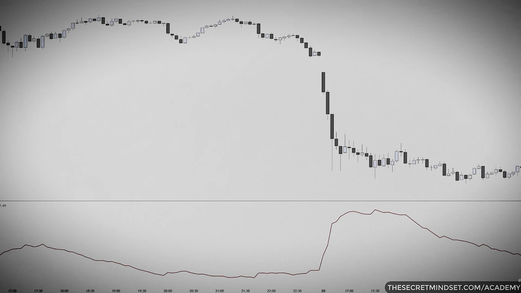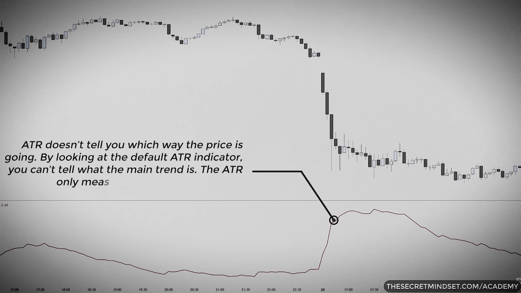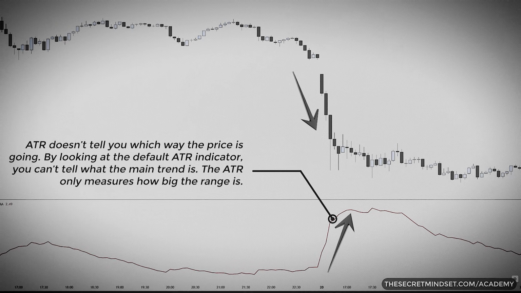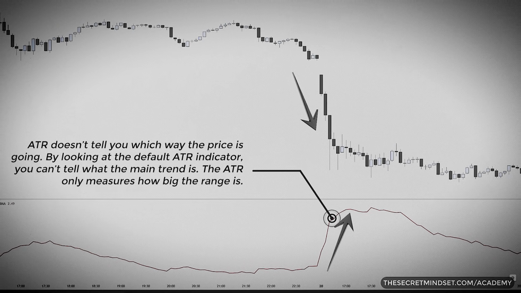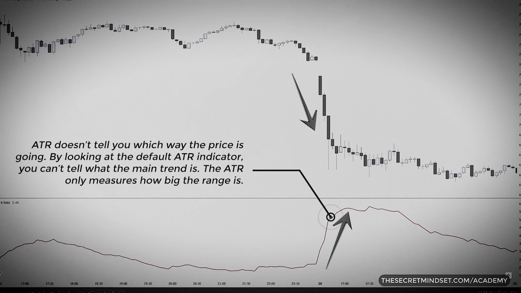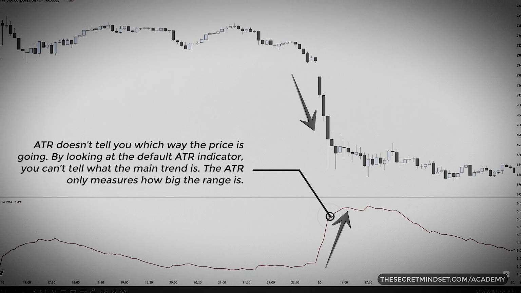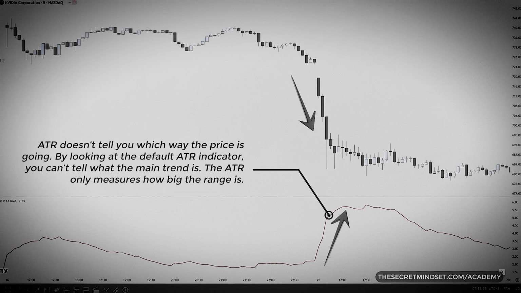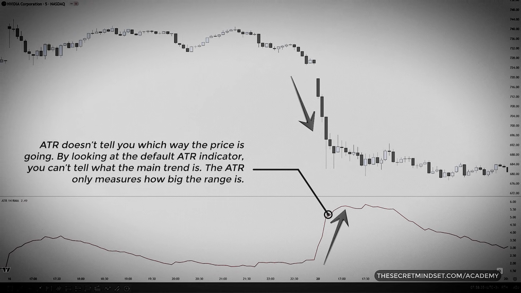But it's important to remember that the ATR doesn't tell you which way the price is going. By looking at the default ATR indicator, you can't tell what the main trend is. The ATR only measures how big the range is. It's not the best for making trading signals on its own. I have a solution for this. I'll explain it in a few moments.